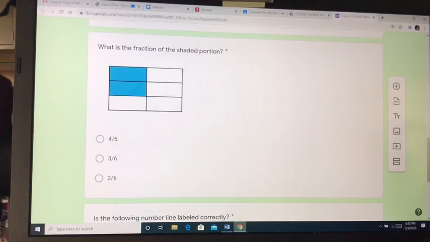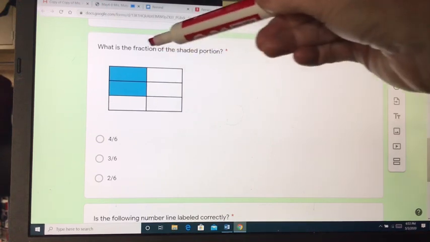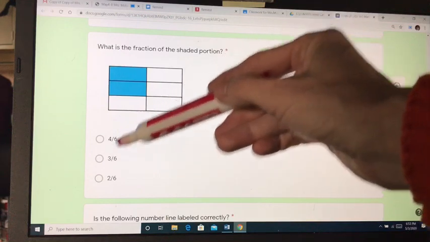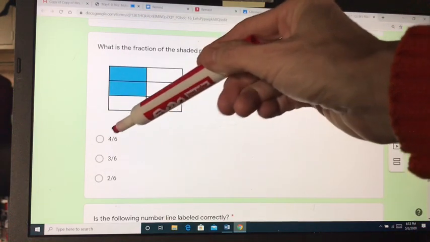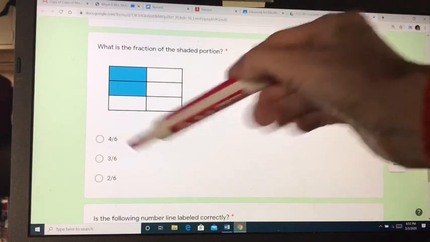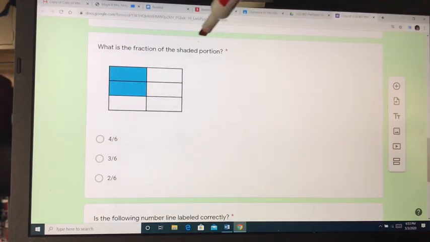The third problem says, what is the fraction of the shaded portion? So our key words here are fraction, and each of these are a fraction. They have that slanted line. They have a numerator and a denominator. Numerators on top, denominators on the bottom. We have to find it of the shaded portion.